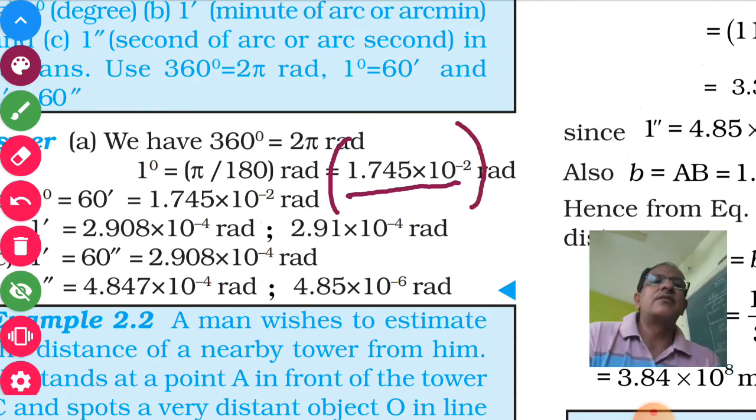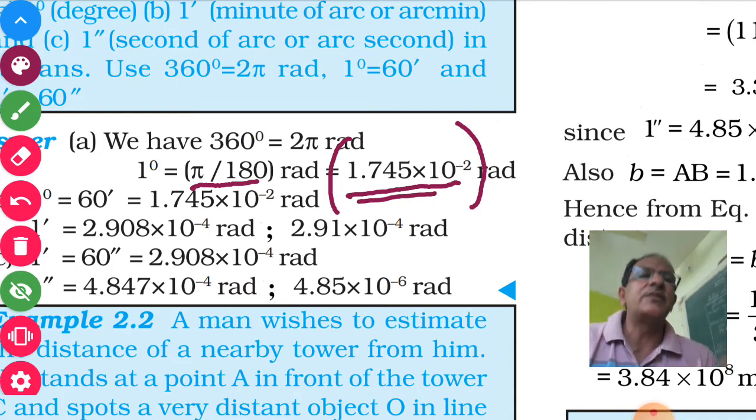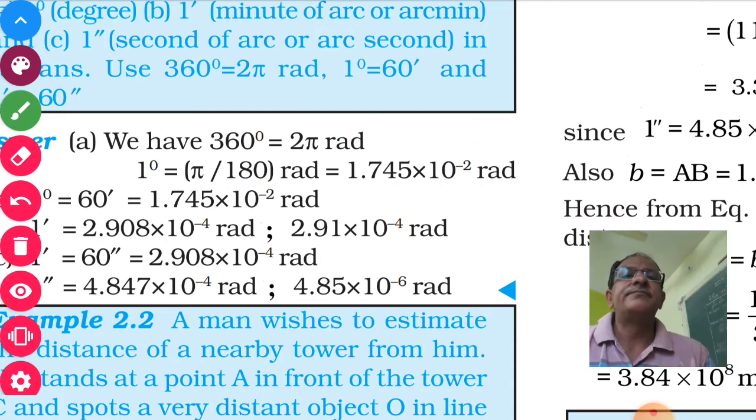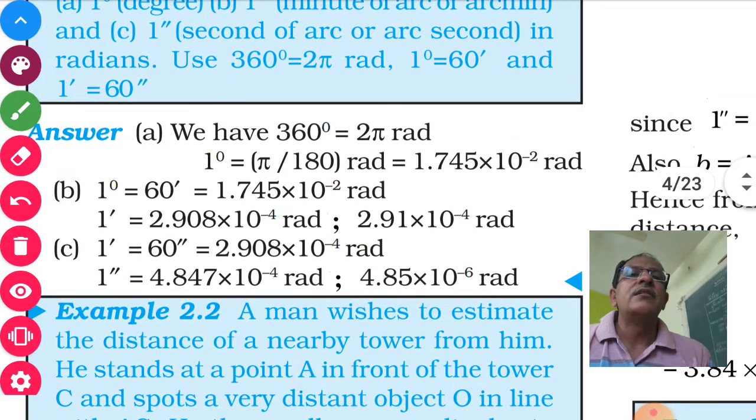If you want to convert 1 degree into radian, then you just have to multiply 1 degree by pi upon 180, and pi upon 180 you will get this much. Now the second thing, you want to convert the B part.